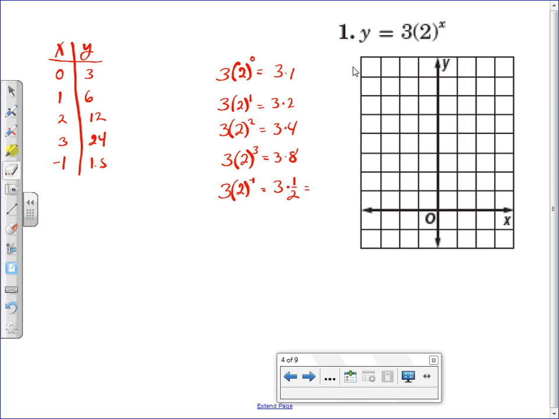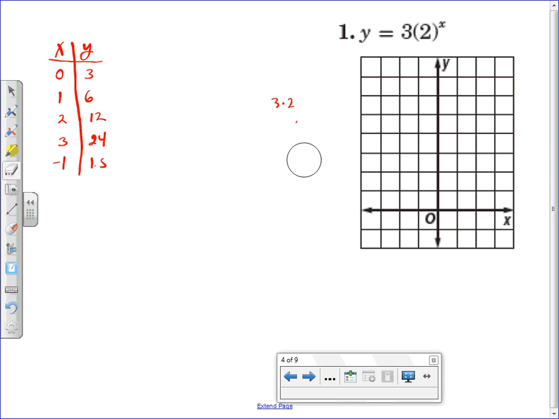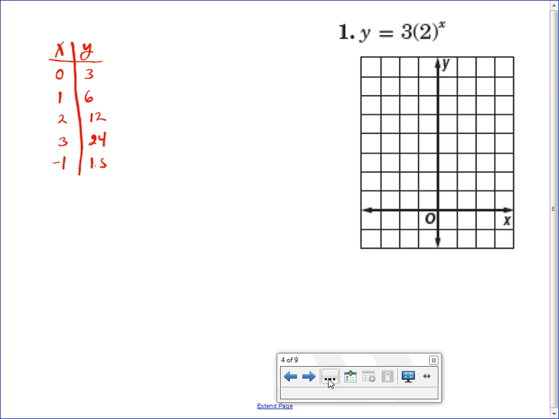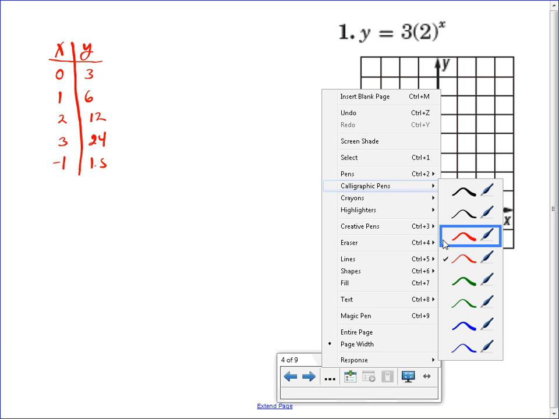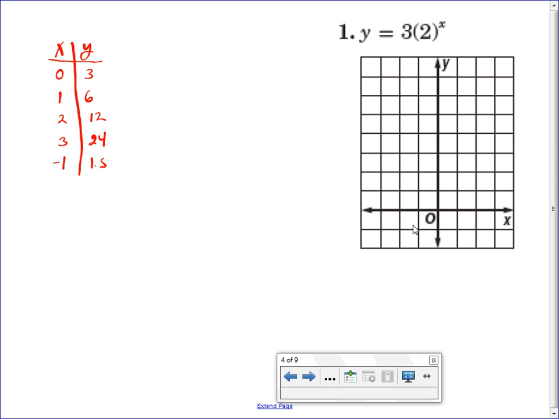Once you get those values, no matter how you do it, either with the graphing calculator or by hand, you need to get these onto the graph. 0 graphs to 3, 1, 2, 3. 1 graphs to 6, 1, 2, 3, 4, 5, 6. 2 graphs to 12, it won't fit on there. Negative 1 graphs to 1.5, and so on. And you can see we've got this graph happening right here. It's just like the one on the calculator.